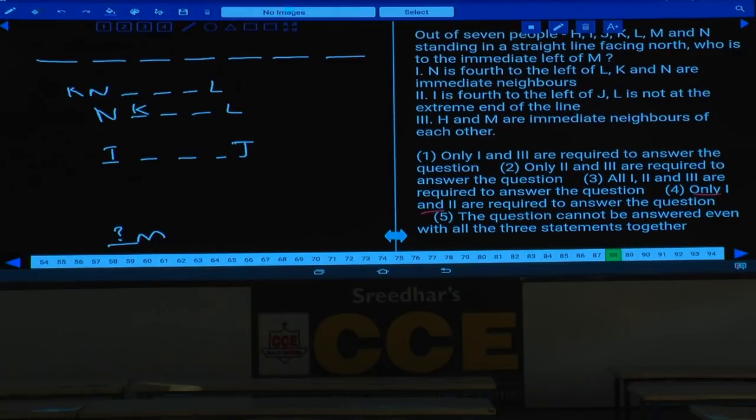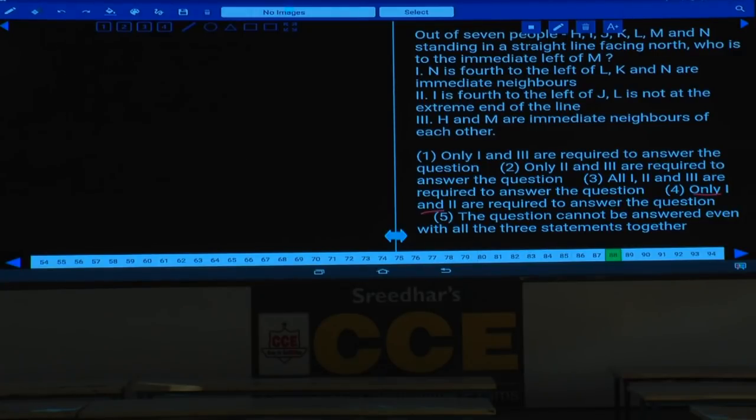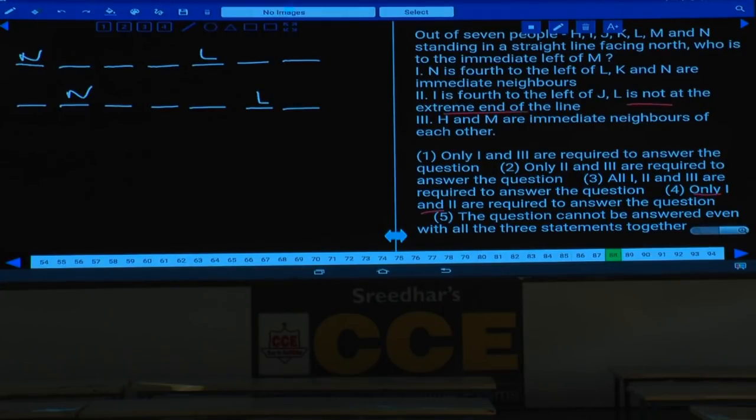Then by combining all this, now we are combining all these statements, in order to determine the person who is to the immediate left of M. N is 4 to the left of L, that is one possibility. Then what is the second possibility here? Because L is not at the extreme end of the line, that is clearly given, hence we have only 2 possibilities. And K and N are immediate neighbors.